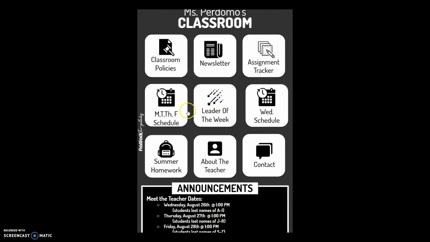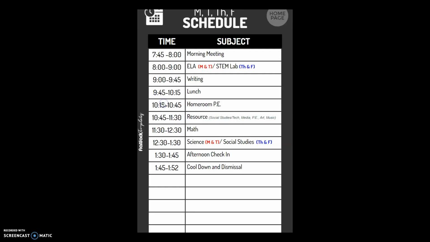If we take a look at our schedule and the difference between Monday, Tuesday, Thursday, and Friday, and Wednesday, we'll see that we have ELA on Mondays and Tuesdays, and STEM Lab on Thursdays and Fridays. We have writing and then a very early lunch. We have homeroom, PE, and resource. They're in the order that you're going to see them. So Monday, Tuesday, Wednesday, Thursday, and Friday. Your time for math, we're going to alternate between science and social studies for half the week.